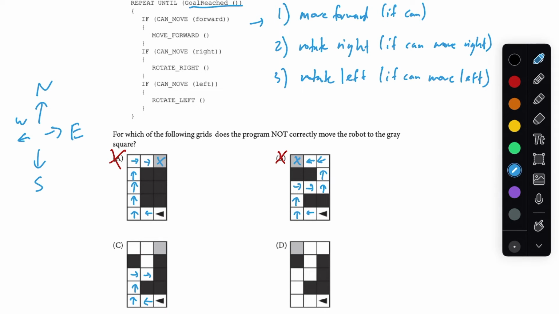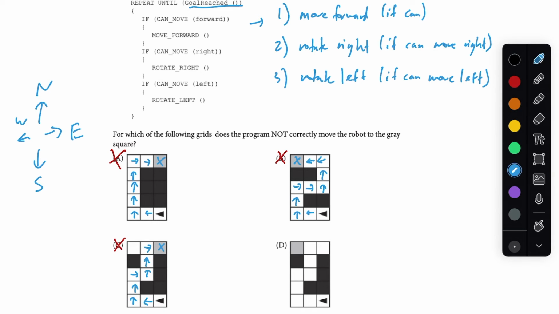Now we can't move right, but we can move left, so we're going to rotate such that we're facing north. We move forward again. And then we can't move right, can't move left. We move forward again. So now we can move to the right, so we're going to rotate right. So we're facing east now. Then we can't move left, so we're going to move forward. And it looks like we have made it to the gray square again. So it looks like C is not the correct answer as well.